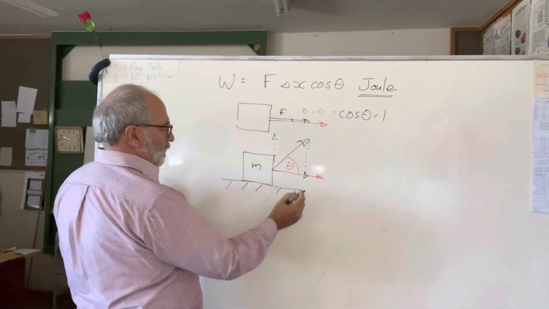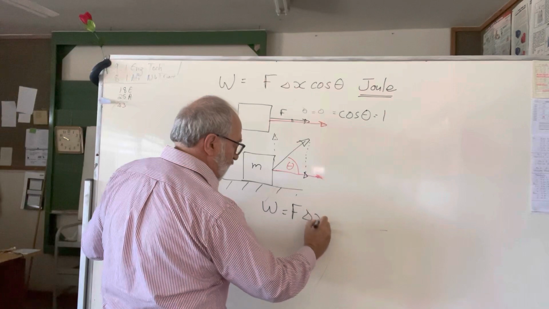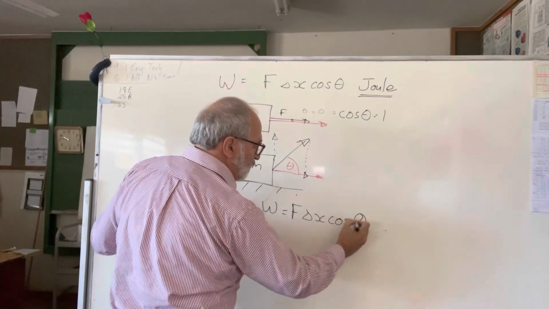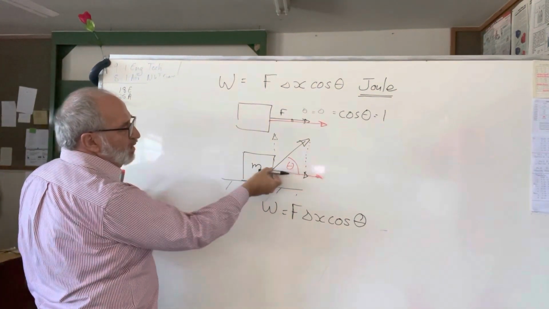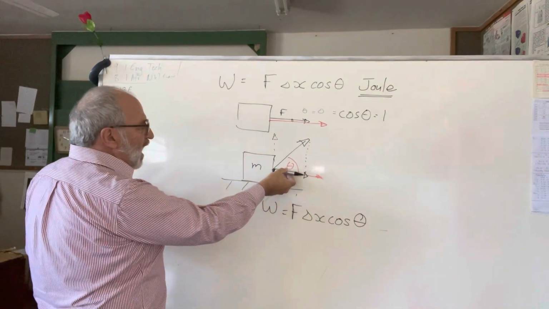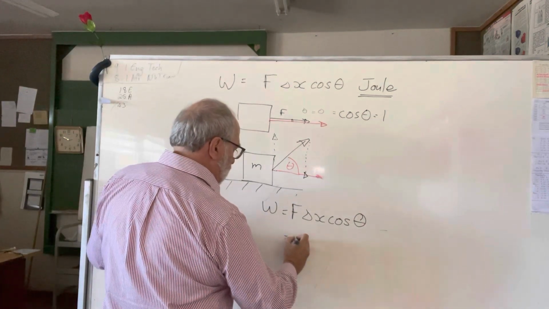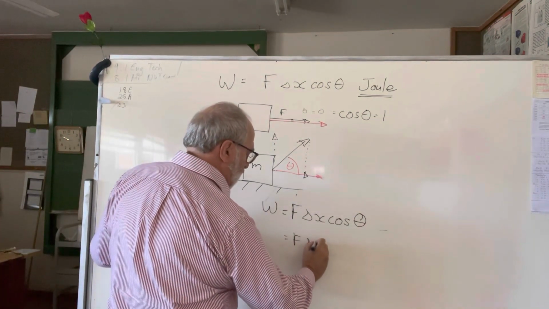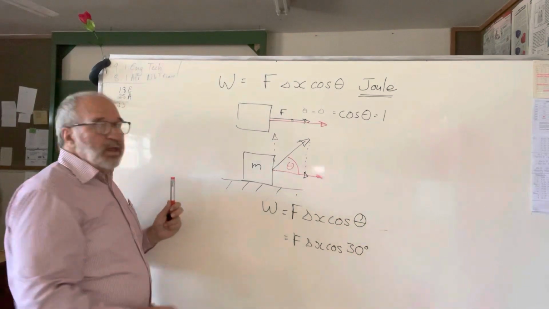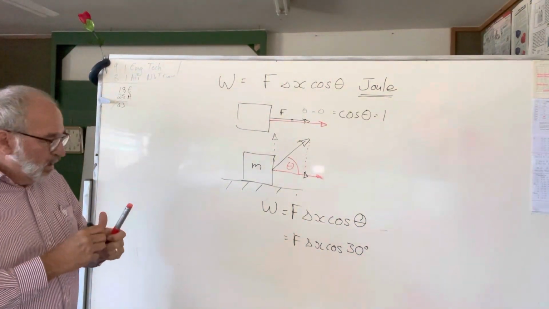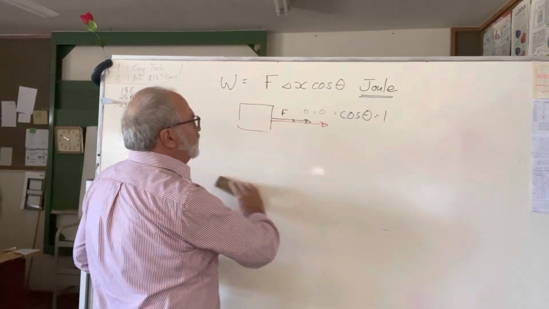In hierdie geval is dit weer W is gelyk aan F delta x cos theta. Nou kyk nou, ons meet daar die theta altyd anti-kloksgewyse vanaf die verplasing. Baie belangrik. It's measured anti-clockwise from that displacement. So if it's 30 degrees, it would be F delta x cos 30 degrees, if the angle between them is 30 degrees. Good. Let's look at different angles just on the next page.